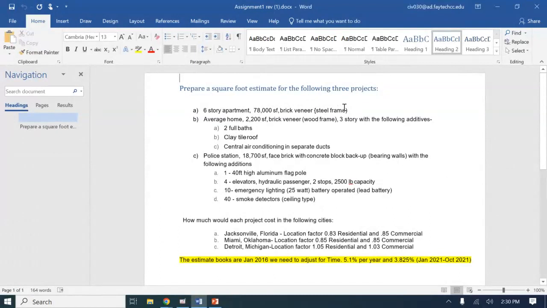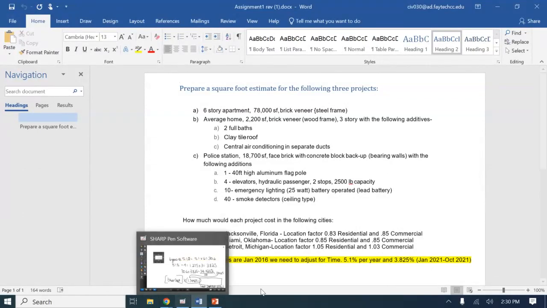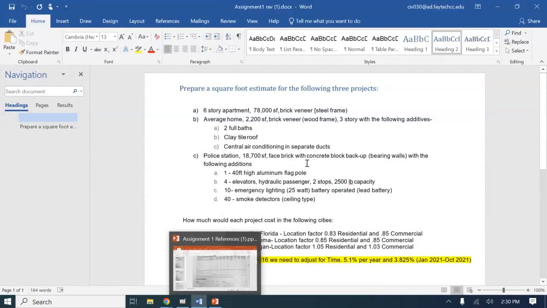Then you would need to do the 3 location factors. They're commercial, so for Jacksonville, when you get your cost per time, multiply it by 0.85. For Miami, Oklahoma, it is 0.85. And then for Detroit, it would be 1.03. So that's your first one pretty quickly.